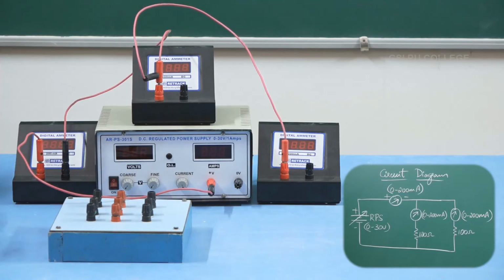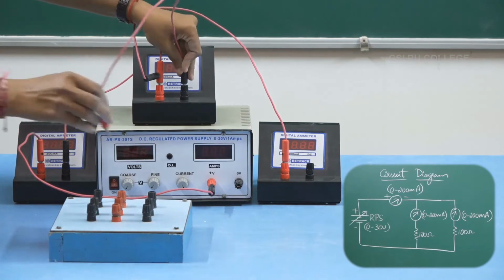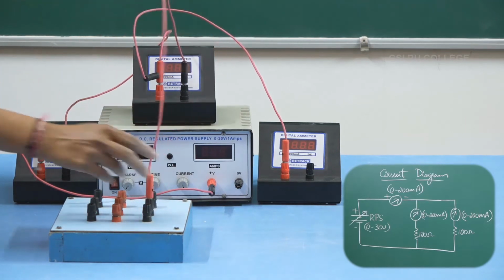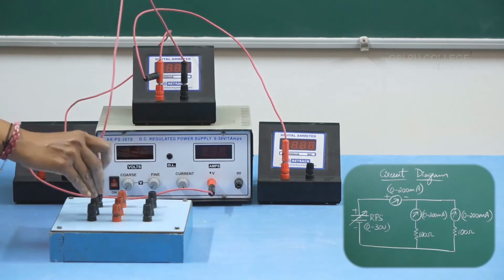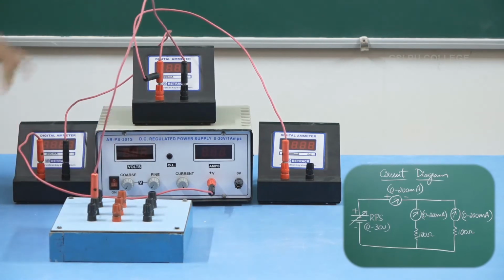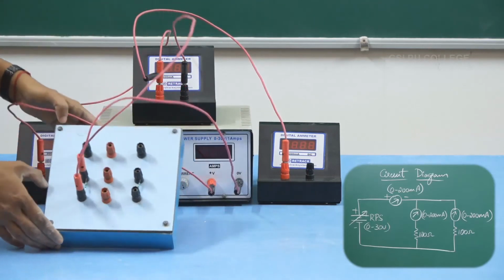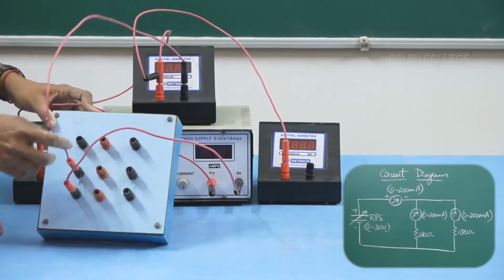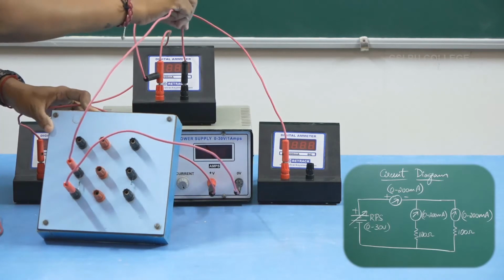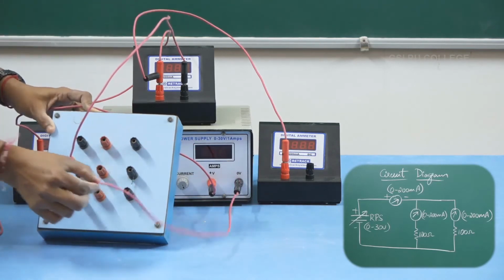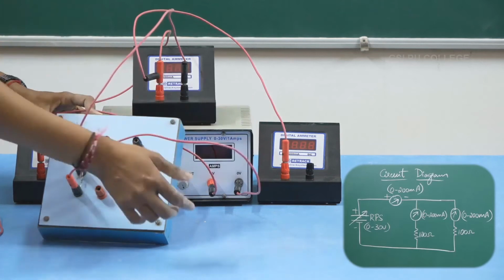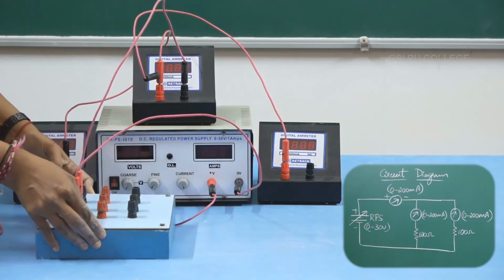After that, the negative terminal of I1 must be connected to one terminal of the resistor. Let me use this as R1. The other end of the resistor must be connected back to the negative terminal of the RPS. So one end of the resistance will be connected to the negative terminal of I1, and the other end to the negative terminal of RPS.